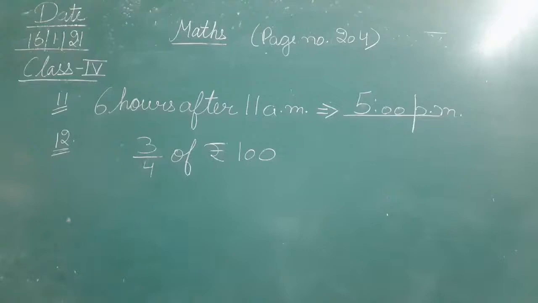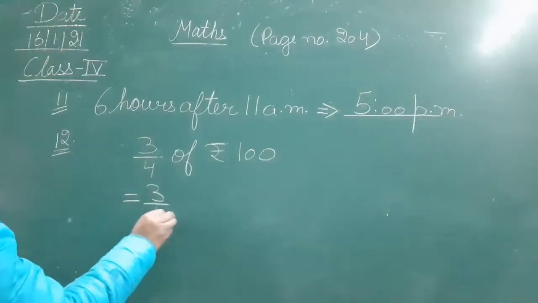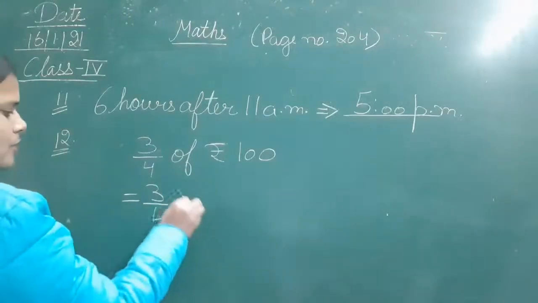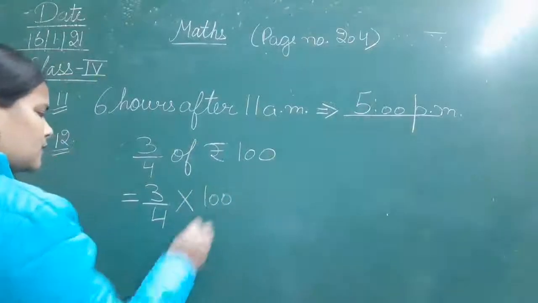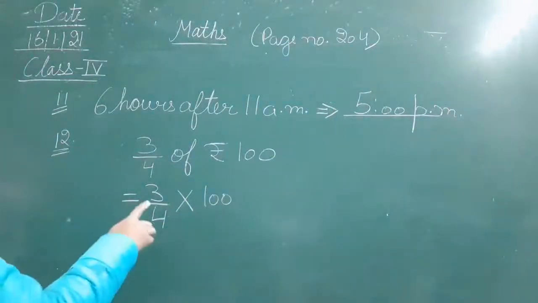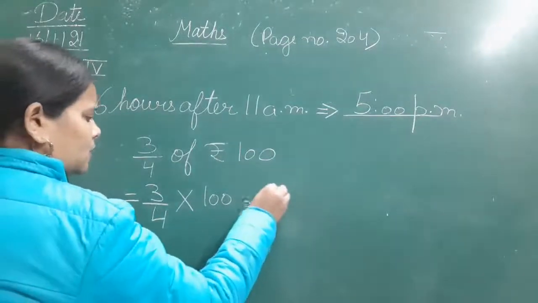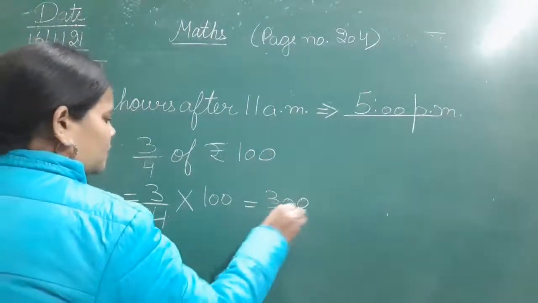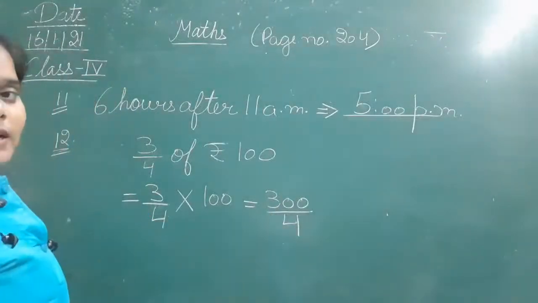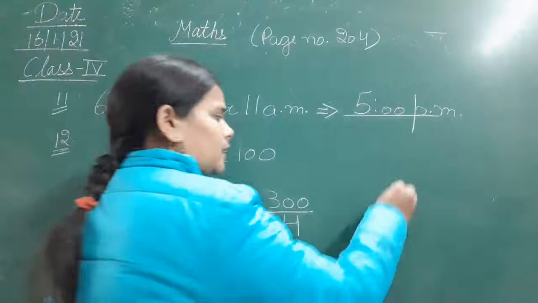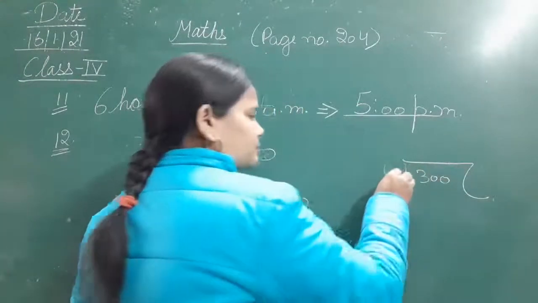चलिए, let's calculate. 3/4 will be like this. Of will change into sign of multiplication. Rupees 100 will remain the same. Okay. So now 3 upon 4 multiplied by 100. So 3 multiplied by 100 will be 300 upon 4. Okay. So let's divide 300 with 4. अब हम क्या करेंगे? Let's divide 300 with 4.